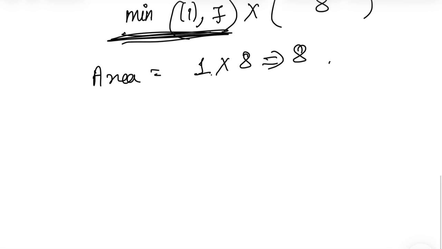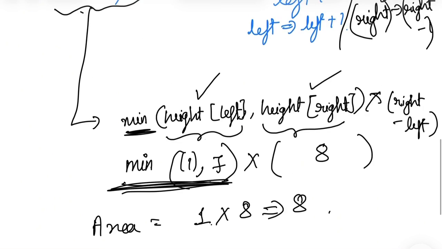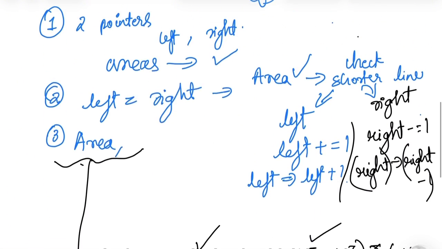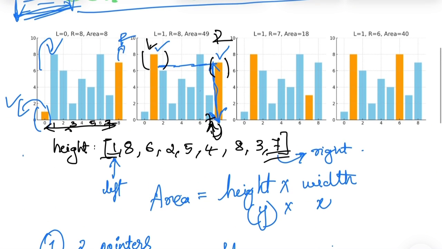Alright, then this will be the result, and then we'll keep moving, right? We'll keep doing this. How do we keep moving? Once area is done, we'll check which is the shorter line, and if it's left, then we'll move this side, and if it is right, we'll move this side. Yeah, we'll move this side.